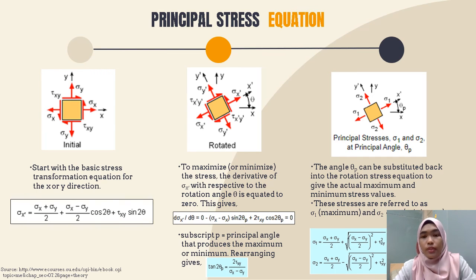So this principal angle could be substituted back into the rotation stress equation to give the actual maximum and also the minimum stress value. These stresses are referred to as sigma 1 for the maximum and sigma 2 or sigma 3 for the minimum. So this principal stress is very useful in many engineering problems because it could be used to simplify as plane strain. This principal stress provides direct information on the maximum and also the minimum value of the normal stress component.